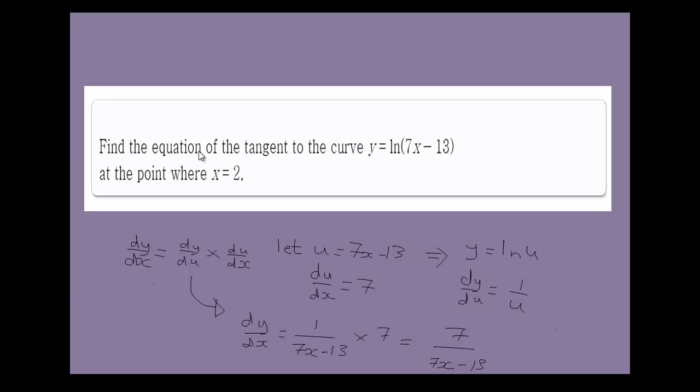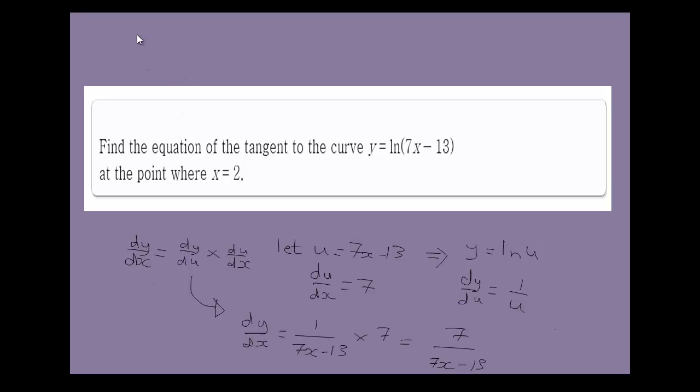The question asks us to find the equation of the tangent to that curve, so we've differentiated to find the gradient function. We're told that x equals 2. Well, if x is 2, then we get y equals the natural log of 7 times 2, 14, minus 13, which gives us y equals ln 1, which is 0. So y is 0, x is 2.